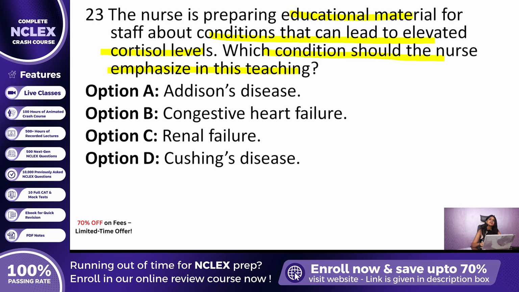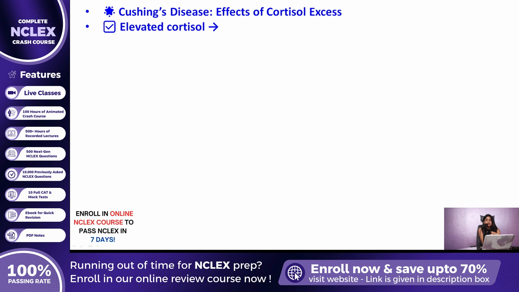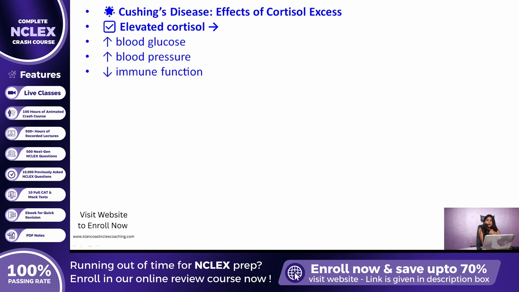The correct answer is Option D, Cushing's disease. Here is why. Cushing's disease is caused by excess production of cortisol, often due to a pituitary adenoma that overstimulates the adrenal glands. This hormonal excess affects metabolism, raises blood glucose levels, increases blood pressure, and suppresses the immune response. The other options do not cause elevated cortisol levels.